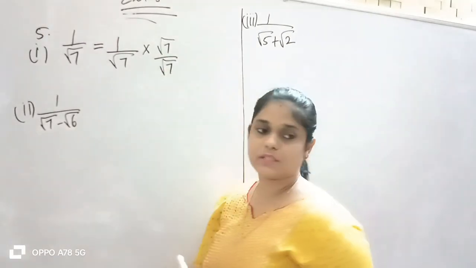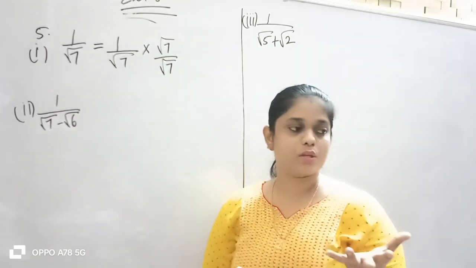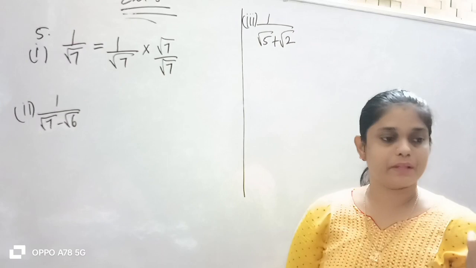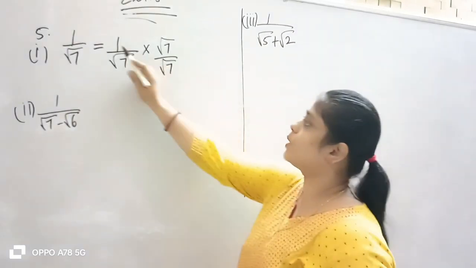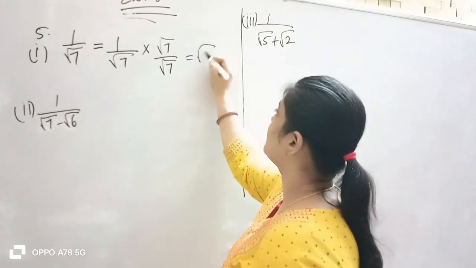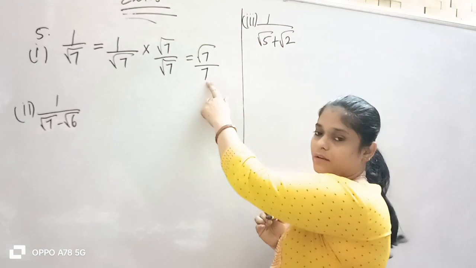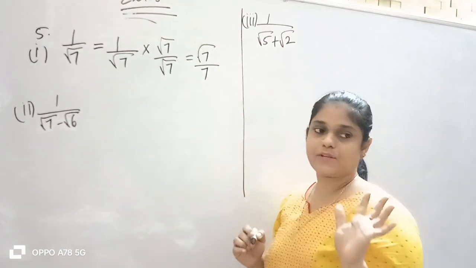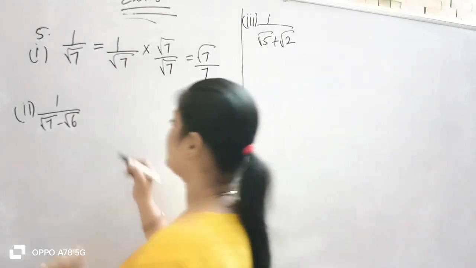For a single number, the conjugate is the same number itself. So root 5's conjugate is root 5 only. Only when it is a two-term number, you change the sign in between in the opposite way. So here 1 into root 7 is root 7, root 7 into root 7 is 7. See, now your denominator is rational. The irrational root becomes a normal number, that's all. The same way, next sum.